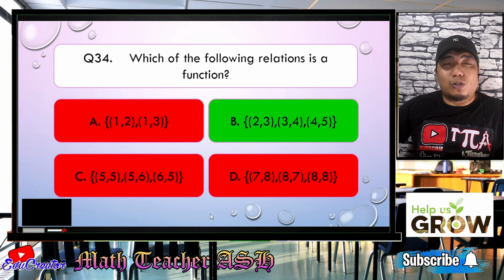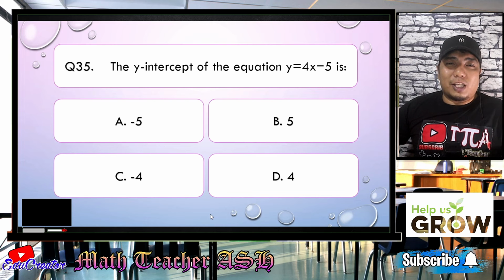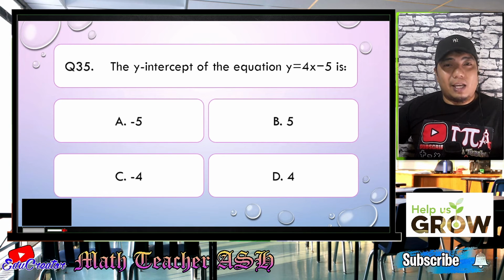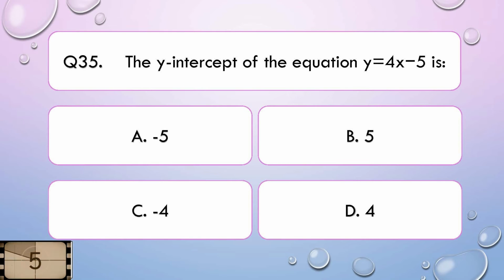So now let us go to question number 35. The y-intercept of the equation y is equal to 4x minus 5 is it A, negative 5, B, positive 5, is it letter C, negative 4, or letter D, positive 4? I'll give you 5 seconds to think about your answer.